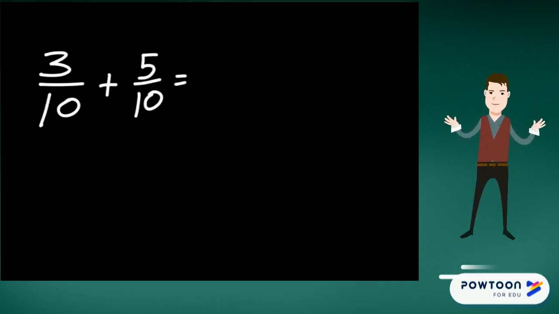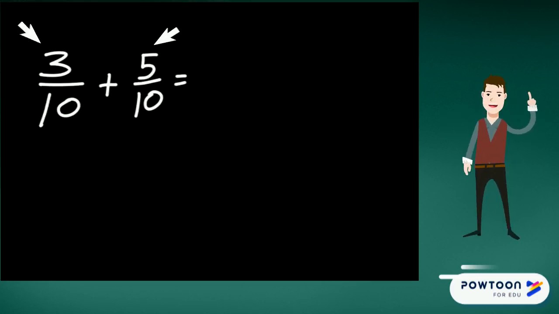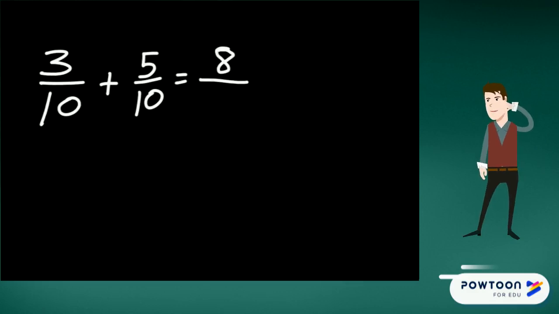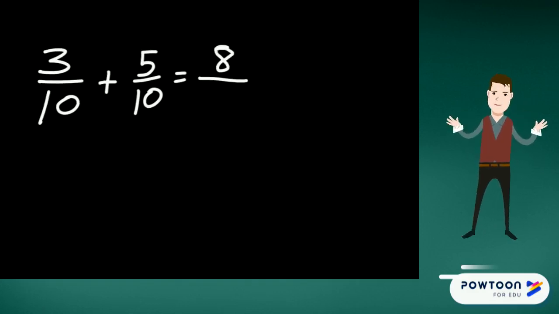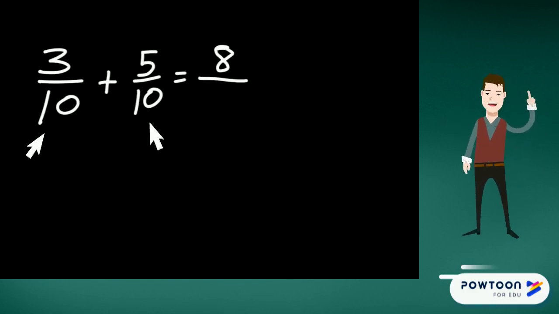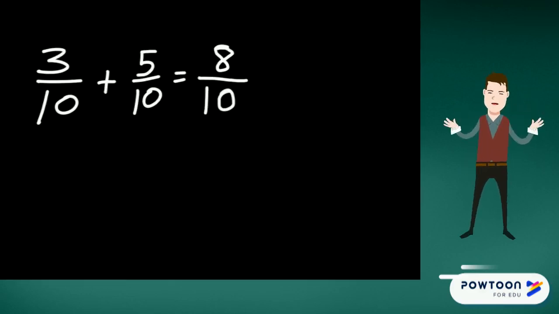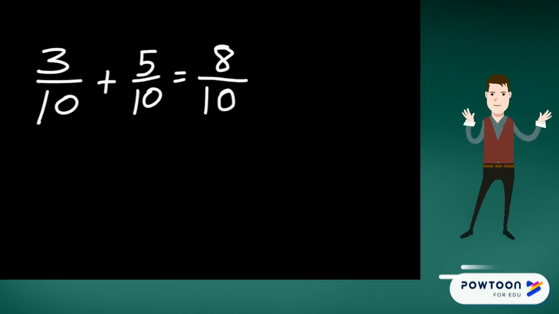Let's do the problem 3/10 plus 5/10. The first thing we do is add the numerators. 3 plus 5 is 8. Remember, when we add or subtract fractions, we do not add or subtract our denominators. This means that we leave our denominator as 10. Our final step is to simplify if we need to.